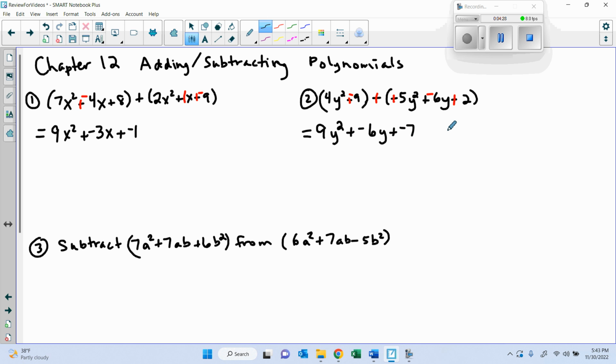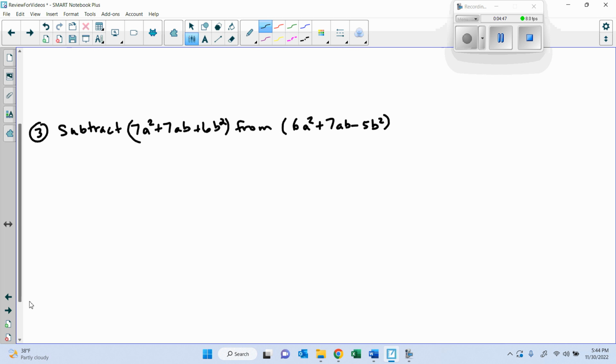And remember, you can write it that way, or you can write 9y squared minus 6y minus 7. Either one of those is perfectly fine. It doesn't matter which way you write it. Whichever one makes sense to you.